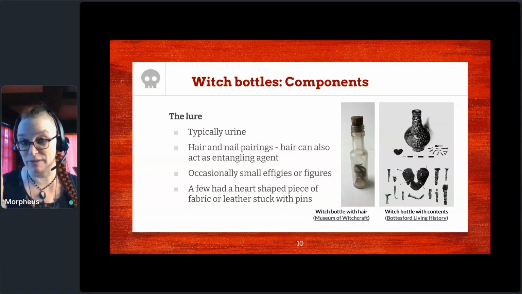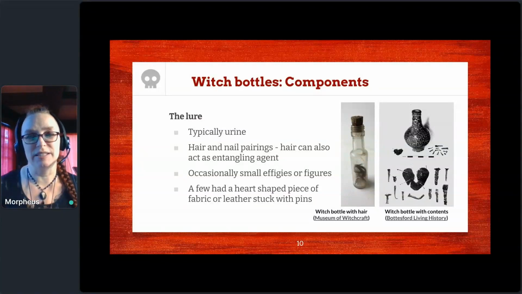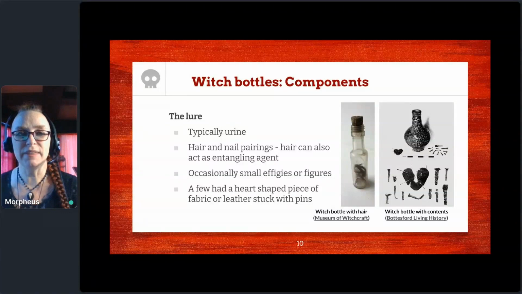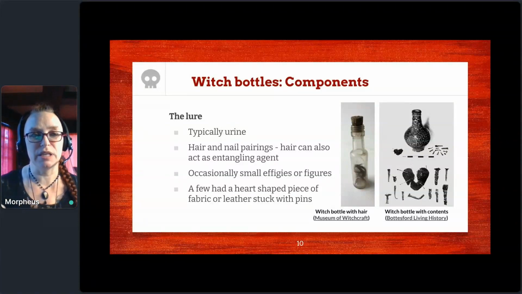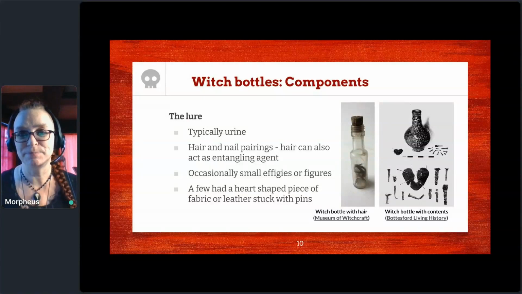Occasionally, you find little effigies or figures, so basically representations of the person that is meant to attract the spirit. And then there are a few examples with things like heart-shaped pieces of fabric or leather that have been stuck with pins.